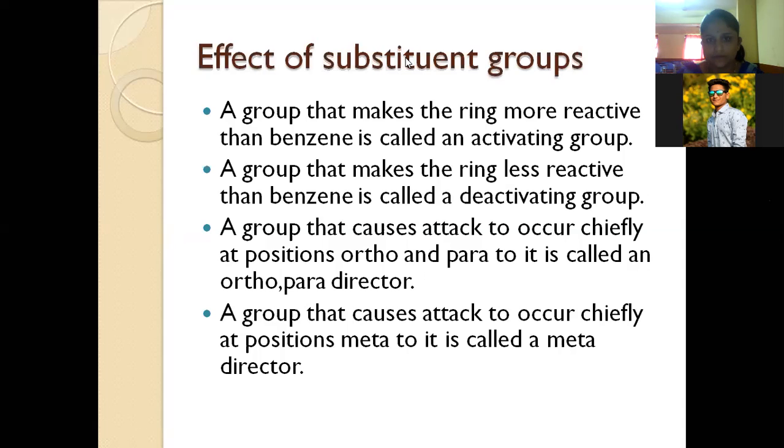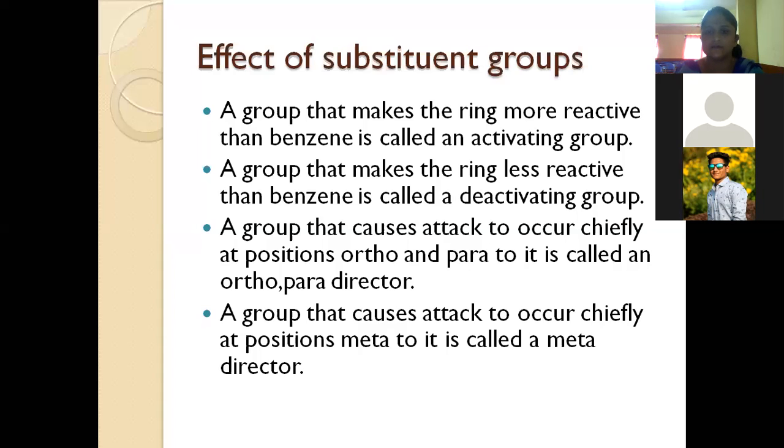Now, there are some terminologies; before that, we will discuss them. What are those? A group that makes the ring more reactive than benzene is called an activating group. Any group which is involved in activation of the benzene ring, which makes the benzene ring favor the reaction, which makes the benzene ring very reactive, is known as an activating group.